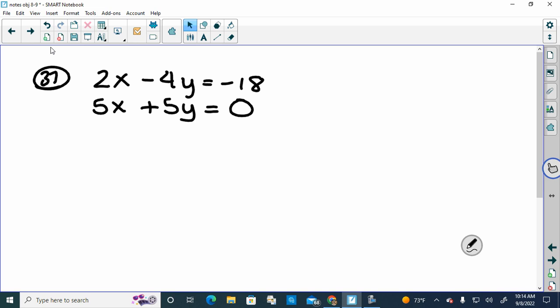Oh my goodness, this was tricky. X equals Y. Okay, so it reads as 2x minus 4y equals a negative 18, and 5x plus 5y equals 0.